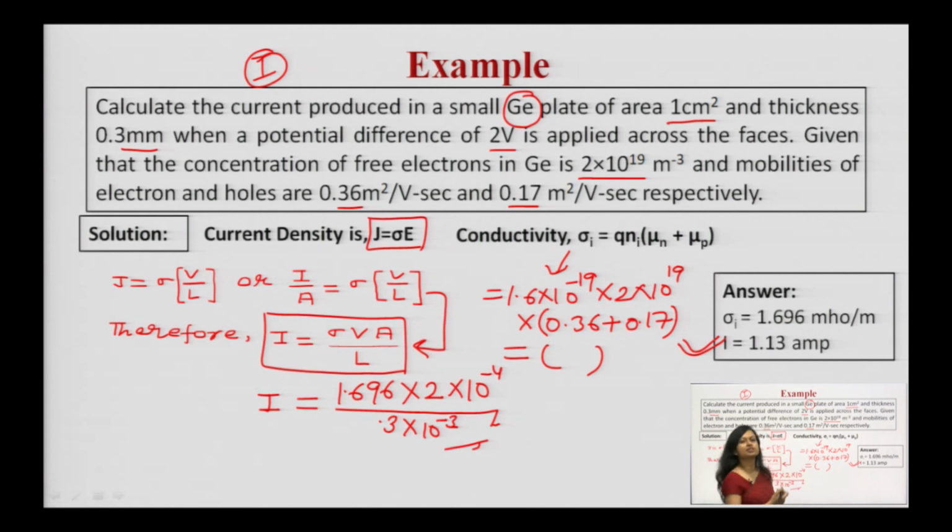So, I hope now this particular question is clear to you and you will be able to solve many more questions on the basis of the formulas which we have discussed in today's class, whether it is about the conductivity, the current density, or the drift velocity for electrons, holes, etc.